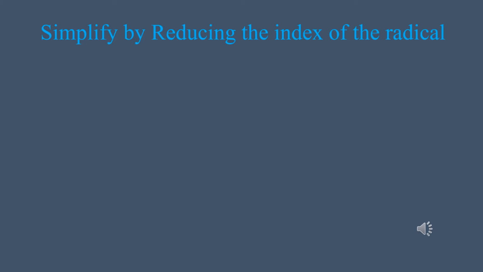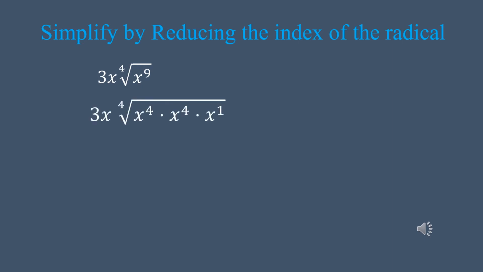Another way of simplifying radical expression: simplify by reducing the index of the radical. Example: 3x fourth root of x raised to 9. First, let's expand or factor out the x raised to 9 with respect to the fourth root. So we have x raised to 4 multiplied by x raised to 4 and x raised to 1, wherein when you add the exponents it will result in 9. That is the way you will expand the x raised to 9.